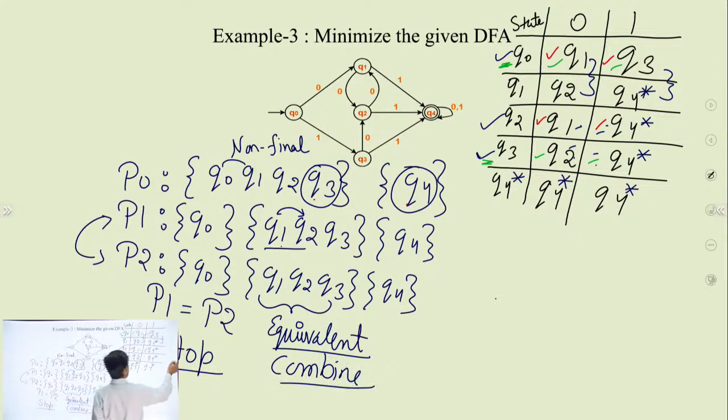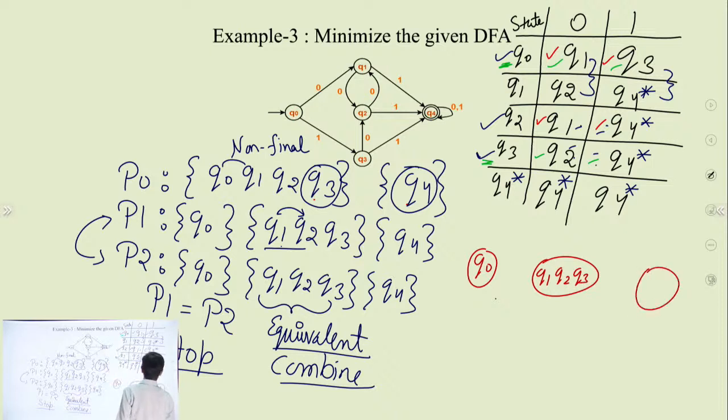So just rewrite it here. One state is Q node, second state is Q1, Q2, Q3, and the fourth state is the final state, which is Q4. Okay. Q node is the initial state. On input 0, it goes to Q1. On input 1, it goes to state Q3. Okay. Now Q1, Q2, Q3.